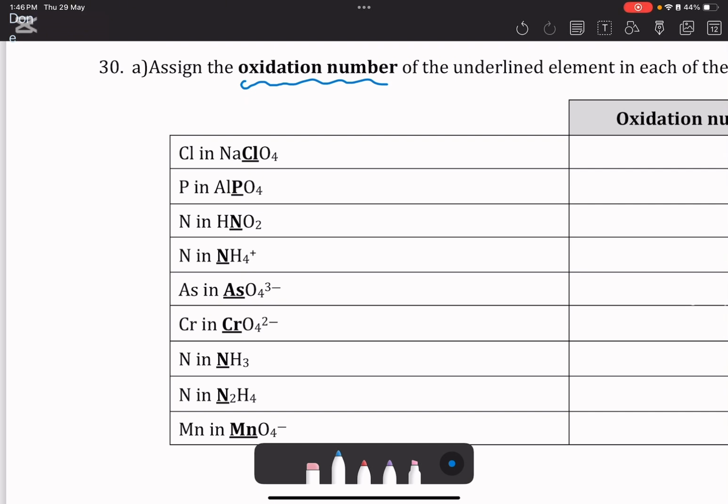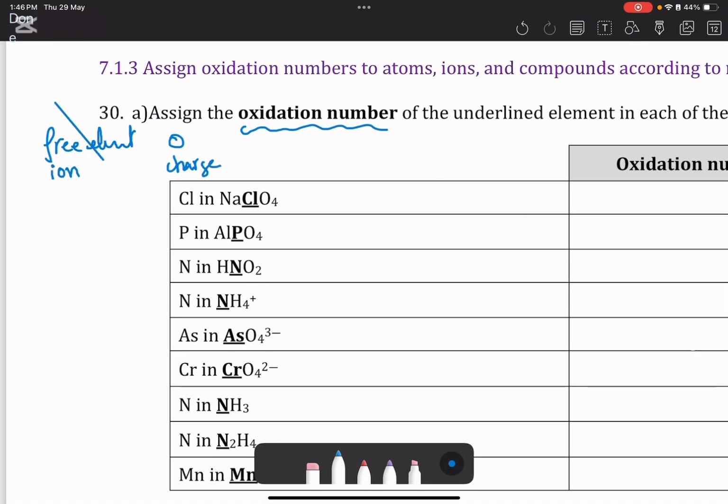In free elements, the oxidation number is always 0. If I have an ion, the oxidation number will be the charge of that ion. If I have a monoatomic ion like X plus, for example, the oxidation number will be plus. If I have an ionic compound, I can use the periodic table.